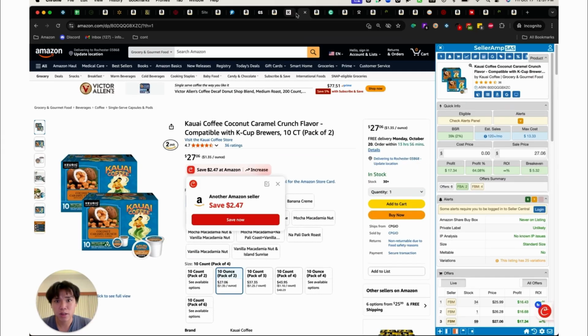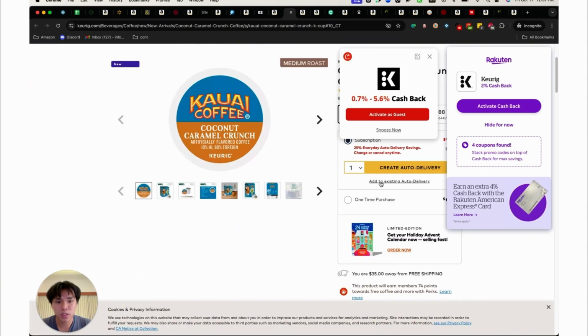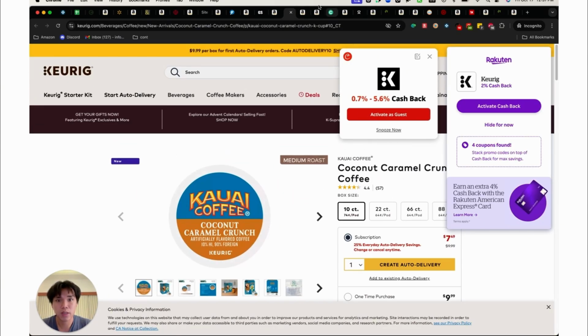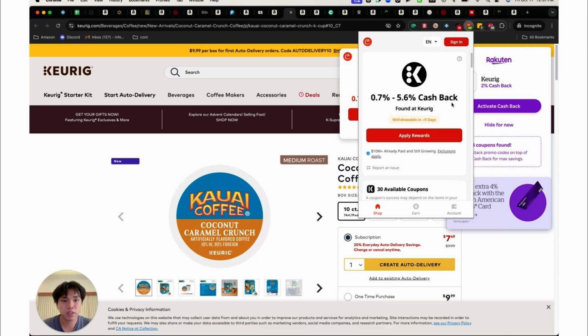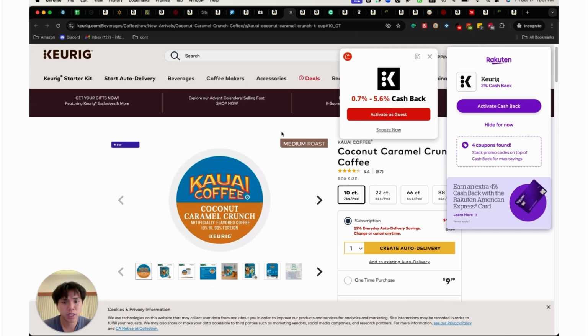What count was this? 10 count pack of 2. So it would be 2 of these. So let's do the math right there. $7.49 times 2. Yeah, $14.98. Maybe with a discount, this might be good. Let's take a look here. Brew Love 15%. Maybe those will work.